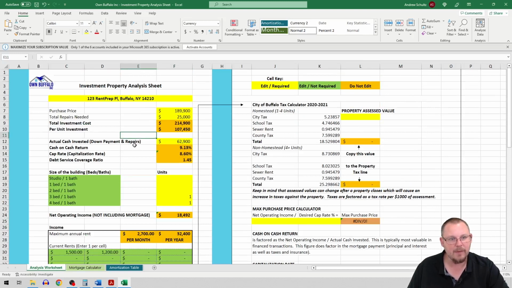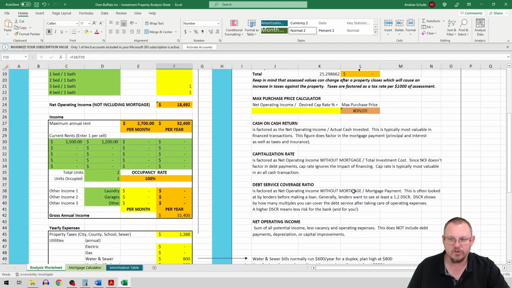Coming back up here to the top and looking at our formulas again, you can see that we're now at a cash-on-cash return of over 9%. Our cap rate is inching ever closer to that 10%, which is what I personally like to see. And our debt service coverage ratio is a 1.45, which means that most banks are going to be willing to service this property. They're going to be willing to offer you debt on the property because they know that you're going to be able to cover that debt.